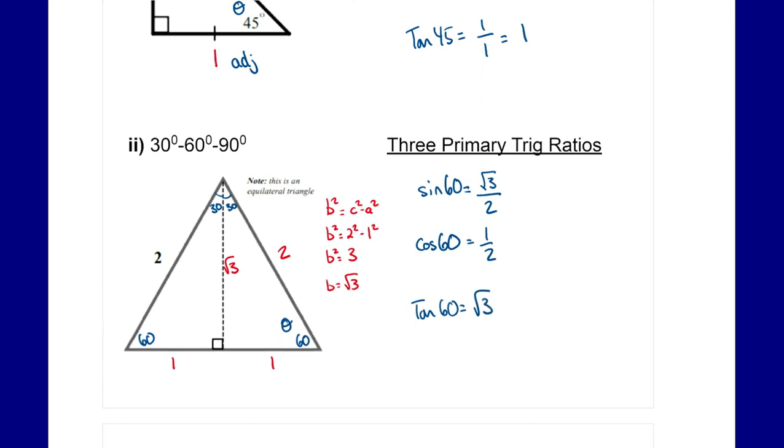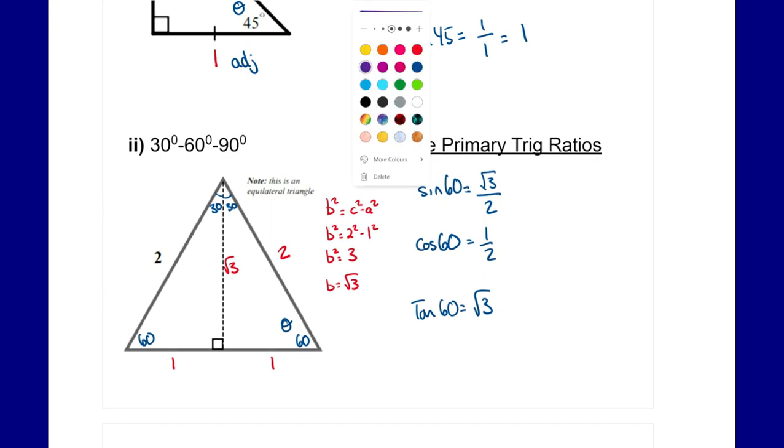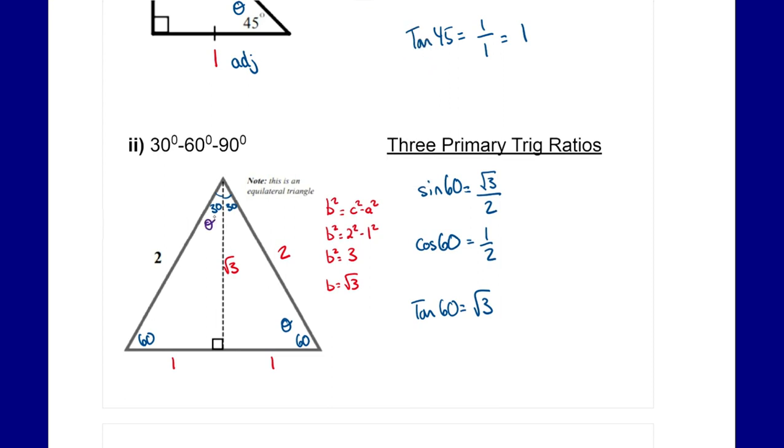Now for an angle of 30, I have to switch what my reference angle is. So I'm going to put a purple theta to represent that. So then sine of 30, opposite was 1, hypotenuse is 2, so 1 over 2. Cosine of 30 is adjacent over hypotenuse, so adjacent would be root 3 over hypotenuse, which is 2. And then tan 30 is opposite over adjacent, or 1 over root 3.